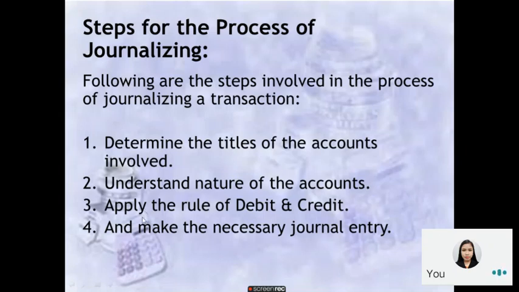Next is to apply the rule of debit and credit. After you identify the account titles involved, you must determine what to debit and what to credit, and make the necessary journal entry. For the complete journal entry, we have a ladderized format, starting from the debit, then an indention for the credit, and then another indention for the explanation.